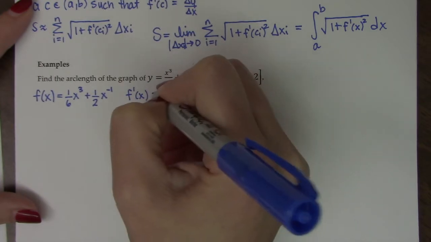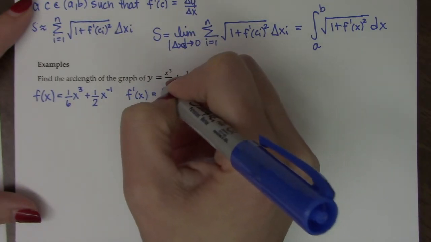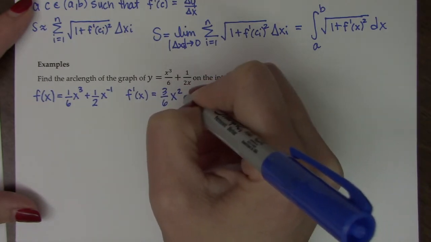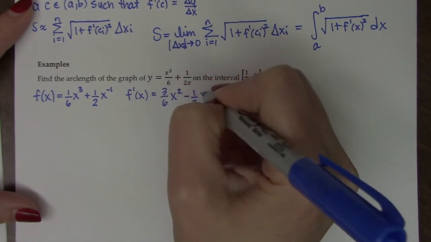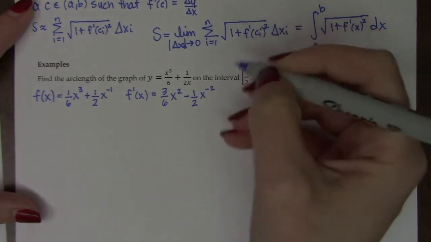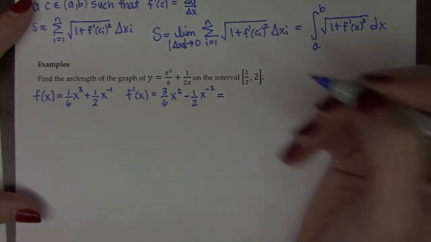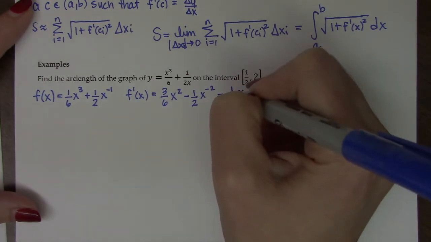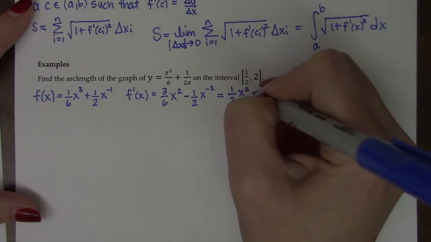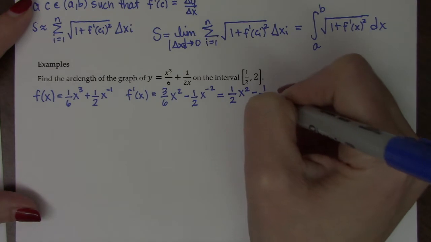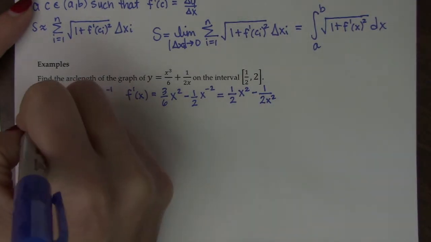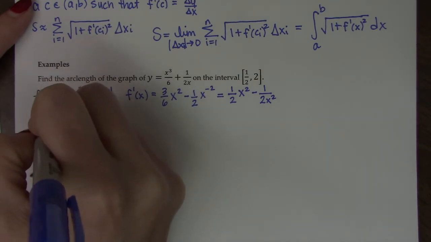F prime of x is going to be 3/6 x squared minus 1/2 x to the negative 2. Now I want to put it back with no negative exponents. So 3/6 is 1/2 x squared, and I'll get minus 1/2 x squared. The next thing I want to do is square my derivative.